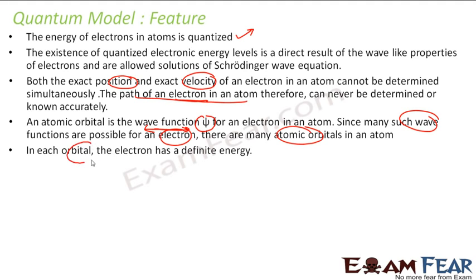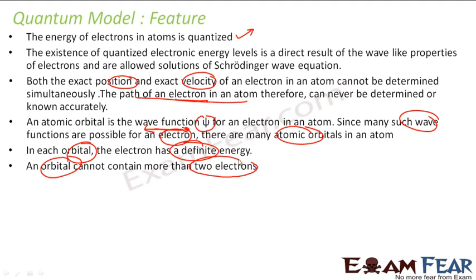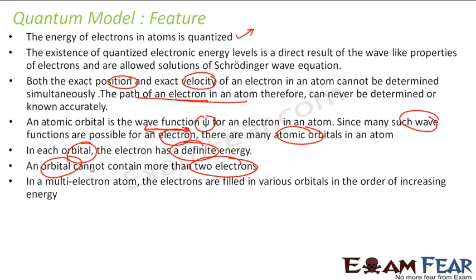Each orbital's electron has definite energy. Take any orbital, the electron will have definite energy in that orbital. An orbital cannot have more than 2 electrons. Please note, one orbital, as I showed in the past picture, can have only 2 electrons. In a multi-electron atom, electrons are filled in various orbitals in the order of increasing energy. We'll discuss there's a principle for that.